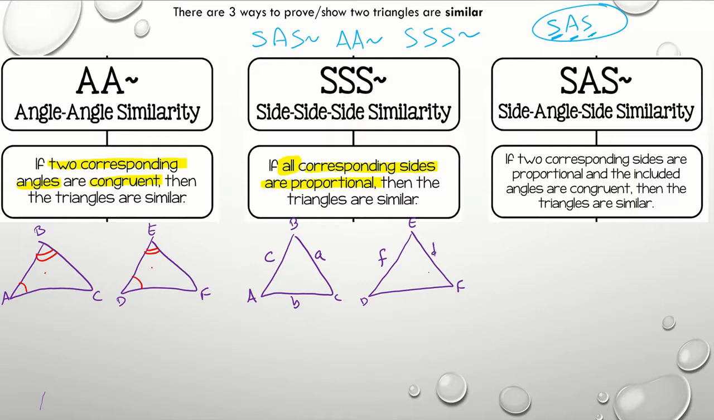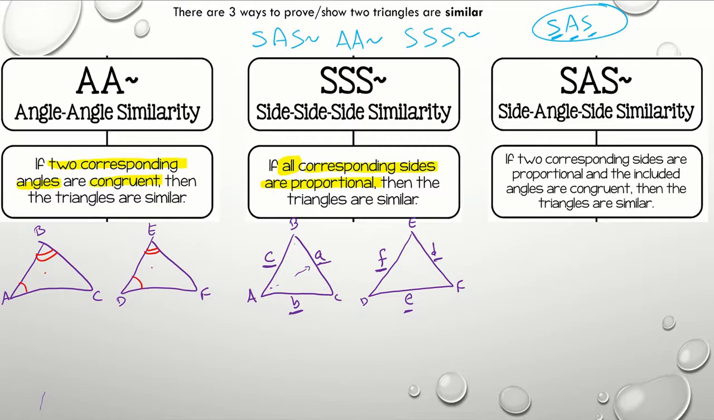F, D, E. Okay, so here are the angles, right? And then here are the corresponding sides to that angle, right? So this, right? So what this is saying is if all corresponding sides, so corresponding means in the same relative position, right? So C and F would be in the same spot, A and D would be in the same spot, B and E would be in the same spot, or they would be corresponding.